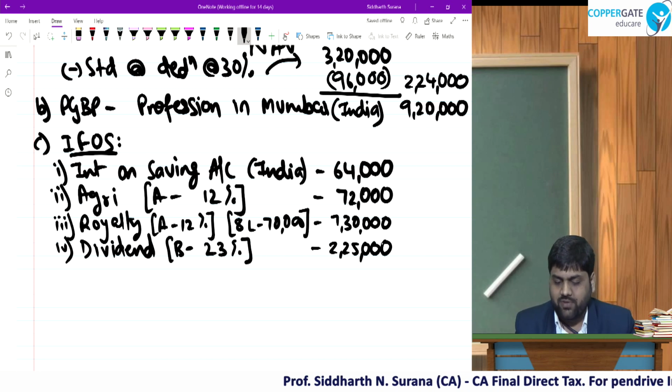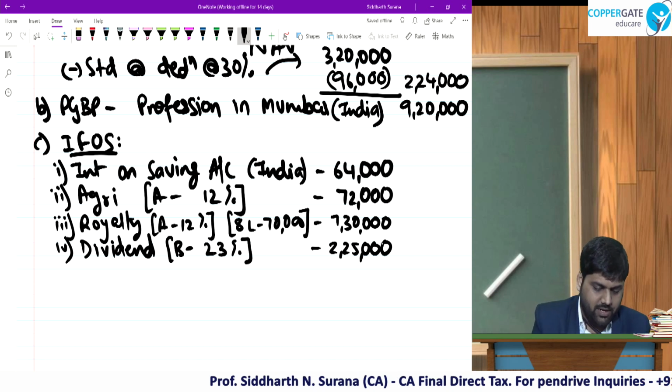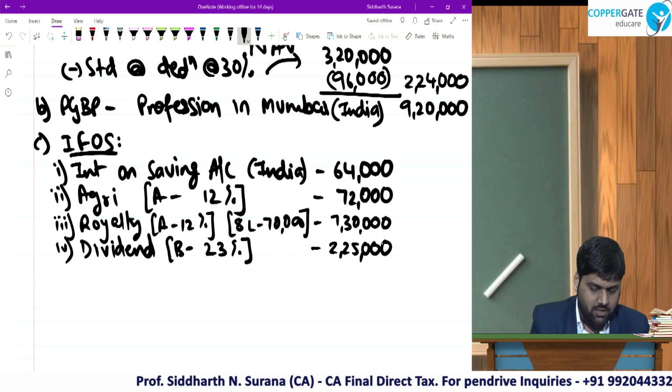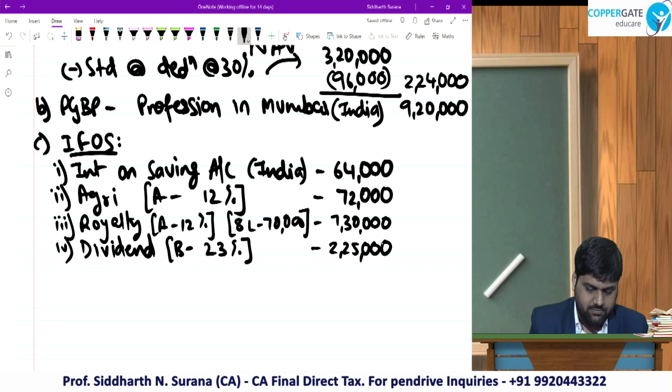And rental income we have already considered. Effectively, all the incomes given in the question get over here. And finally, what is going to be our income from other sources total? Let's see what the total is.